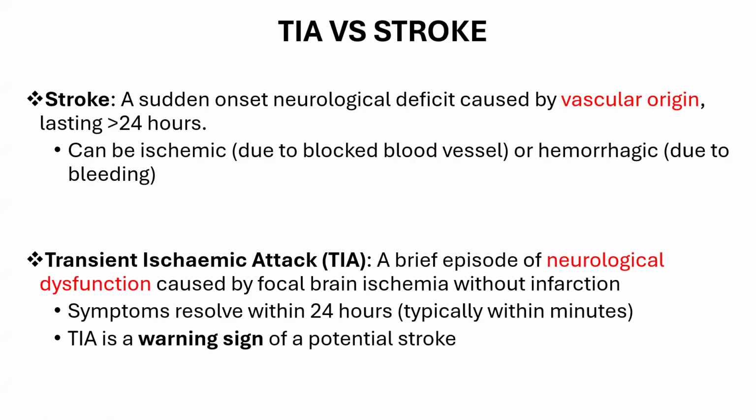Right. So, moving on to the definitions, stroke is a sudden onset neurological deficit of vascular origin lasting greater than 24 hours. It's important to note that between stroke and TIA, a stroke is a neurological deficit caused by a blockage of a blood vessel or a hemorrhage due to bleeding. In contrast, a TIA or transient ischemic attack is a brief episode of neurological dysfunction caused by focal brain ischemia without infarction. Usually symptoms resolve within 24 hours, and TIA is a warning sign of a potential stroke.